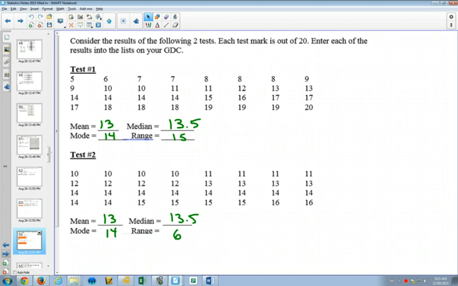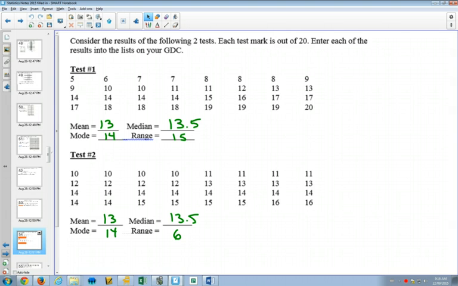If these were test scores, this test 1 has some people that did really poorly and some people that did really well. Whereas test 2, everybody was closer. There was nobody that did really poor, but there was also nobody that did really well. So we need a way to say, how can we describe these two data sets besides just saying something about the range?